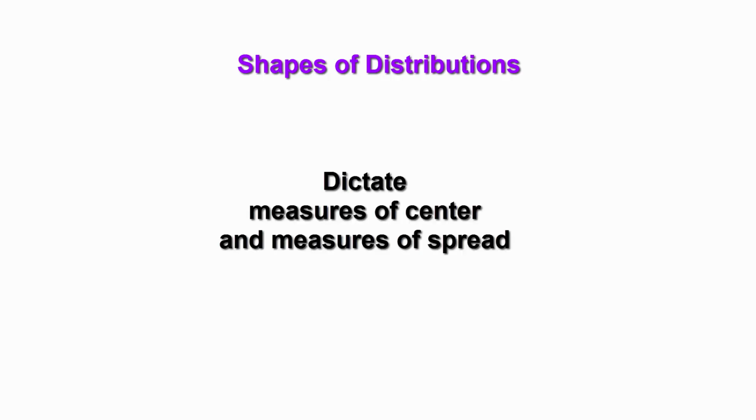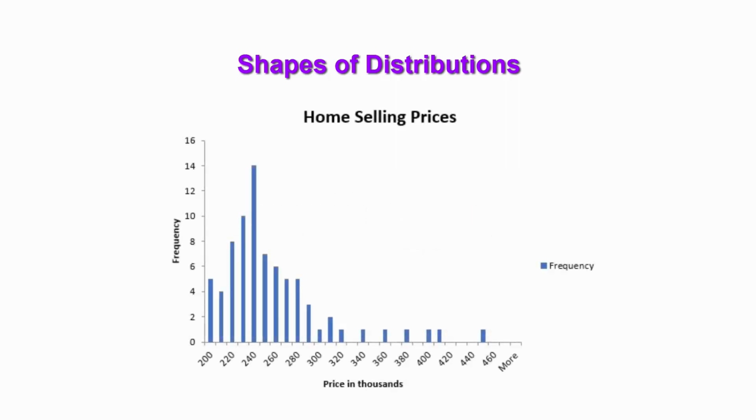Shapes of distributions actually dictate which measures of center and spread we should use to describe the overall distribution of the variable of interest. Therefore, assessing shapes accurately is really important. When the distribution of a variable like home selling price is displayed, the x-axis typically displays the variable values and the y-axis displays the frequency.